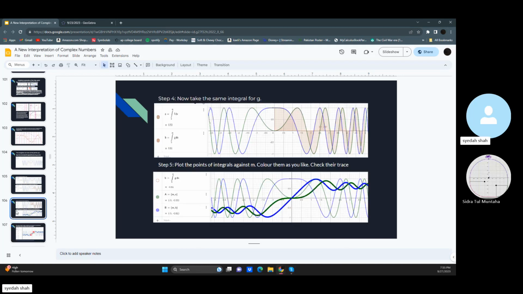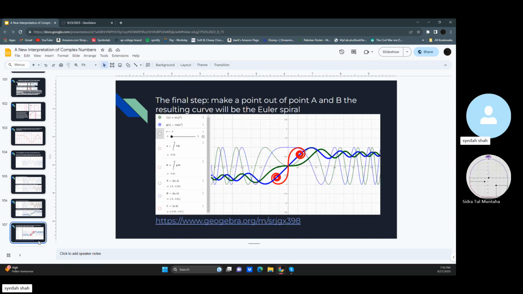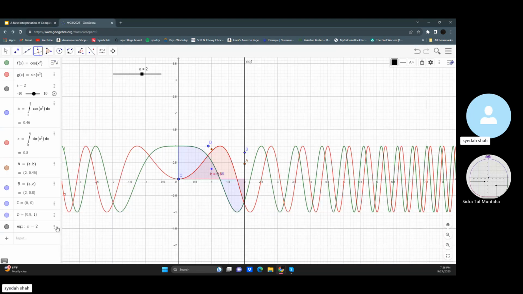Okay. Plot the integrals against m. Color them as you like. Okay, well, we did that, and then the final step: make a point out of A and B on the resting group. Oh, okay, I see what I did wrong.